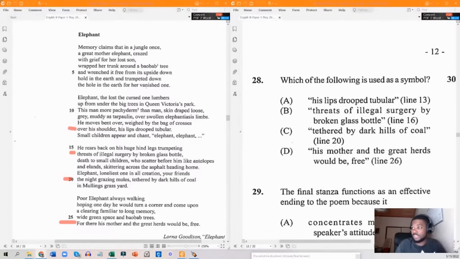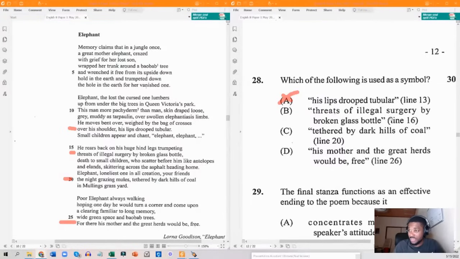All right, 28. Let's look at each of these. His lips drooped tubular in line 13. He moves bent over, weighted by the bag of crosses. Lips drooped tubular. This is not a symbol because his lips are actually drooping. Remember, he has elephantitis. So this is not symbolic. Cannot be A.